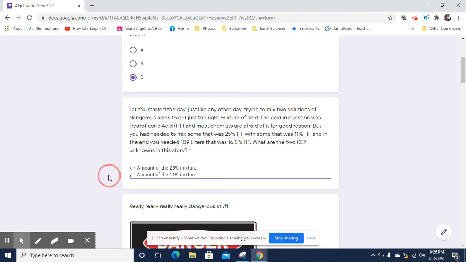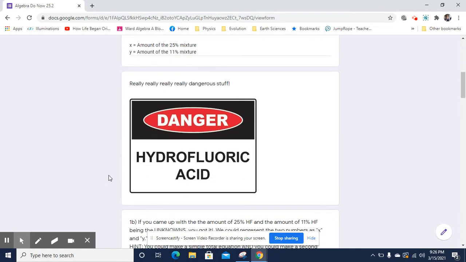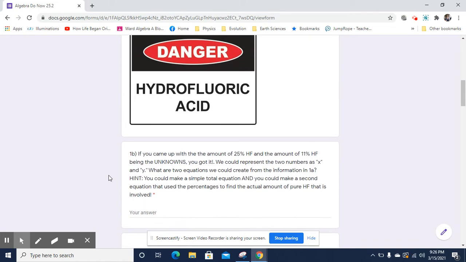There we go. So this is really dangerous stuff. So, don't do this. But let's say you were doing this. So you came up with the right amount of 25% hydrofluoric acid and the amount of 11%. So you came up with those amounts as the unknowns, then you got it. So let's create a couple of equations.